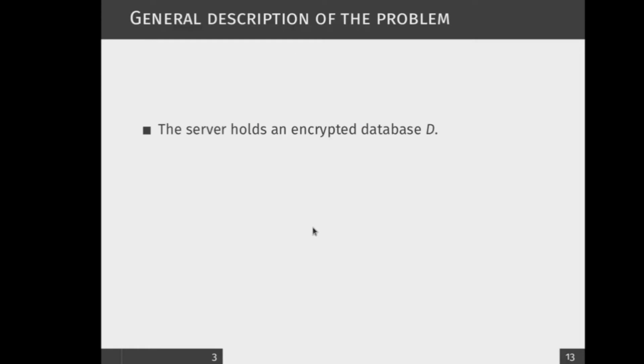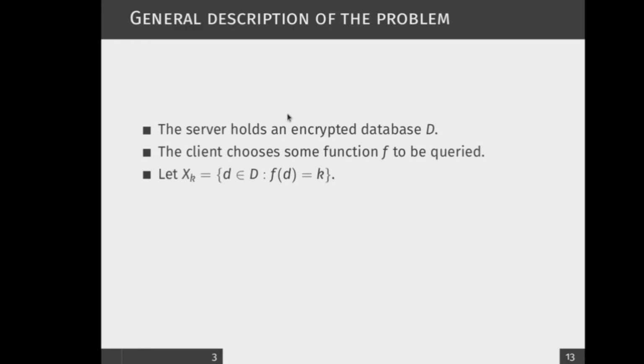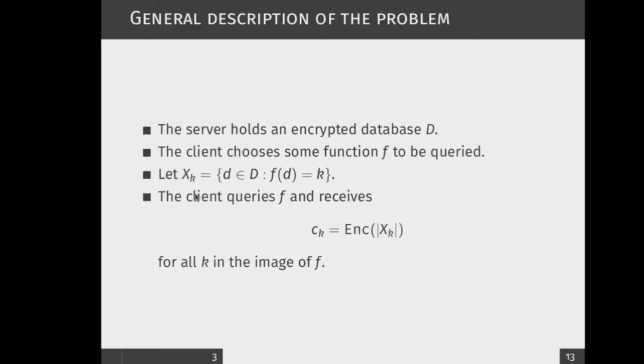In general, this is the description of the problem. The server holds an encrypted database. The client wants to query some function to the server, and then let's define these sets x_k as the elements of the database on which, when we evaluate the function, we get this value k, right? So if the function is the BMI, as in our example, x_24, for example, is all the elements of the database whose BMI is equal to 24. And now the client can query this function, and what the client wants to receive is a ciphertext encrypting the size of each of these sets, right, for all the k's in the image of f. So that's the problem we want to solve.